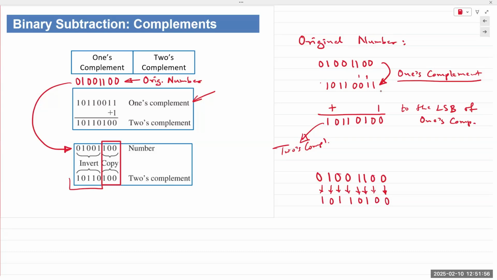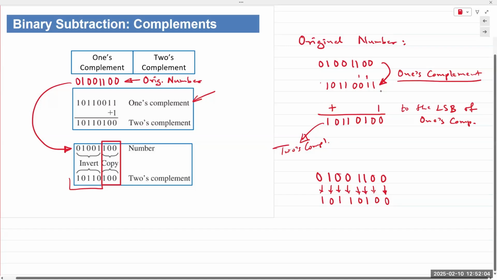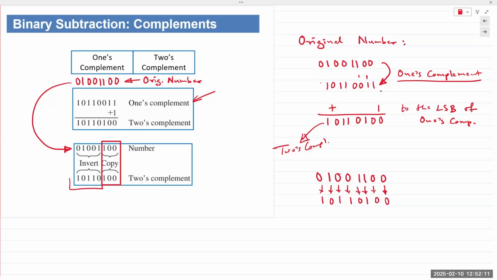But now let me show you why we do this. Remember, I stated we want to perform subtraction, but we cannot perform a direct subtraction by implementing it in a circuit. The circuit can do addition, but it cannot do subtraction. So we use these methods to actually perform mathematical operations.